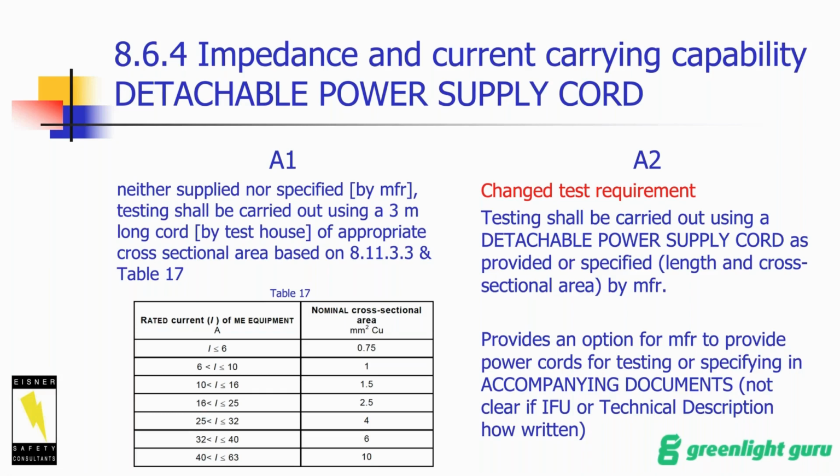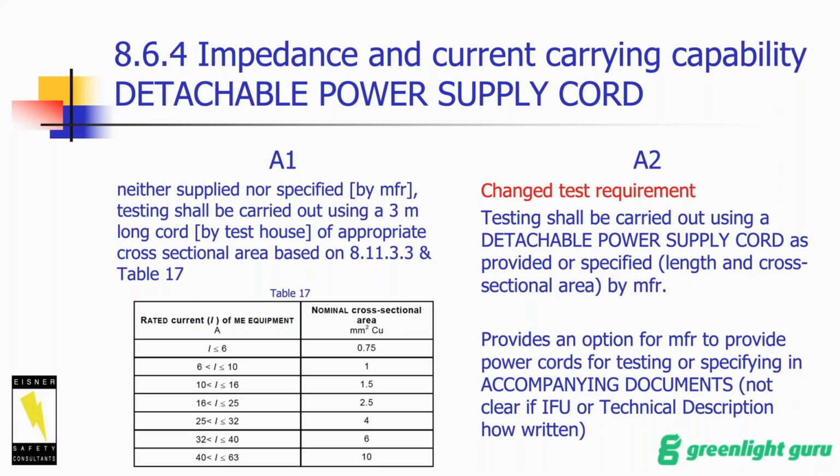So now the manufacturer has two options. You can either provide power cords for testing, which would mean you need to provide each version of the power cord if you have different power cords, lengths, currents, cross-sectional areas, etc., unless you maybe can prove equivalence, which I don't know what the test labs are going to do with that. This could be costly and add time potentially to testing. Or you can specify in the accompanying documents.